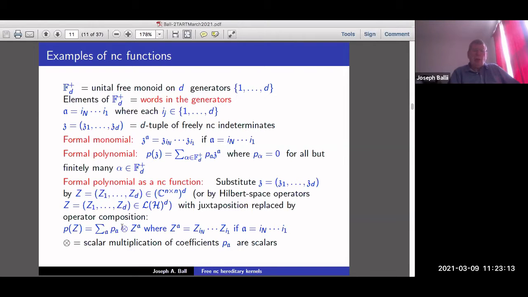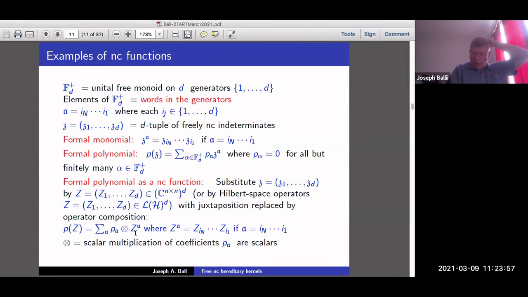You plug it into the formal noncommutative polynomial, and out comes another operator with this formula. And if the PAs, so here the PAs are, say, operators U to Y or something. And then tensoring makes them n by n matrices over operators U to Y, and so on. And then if they're just scalars, we could omit the tensor and just think of it as a scalar multiplication. So that's our first example of noncommutative function.